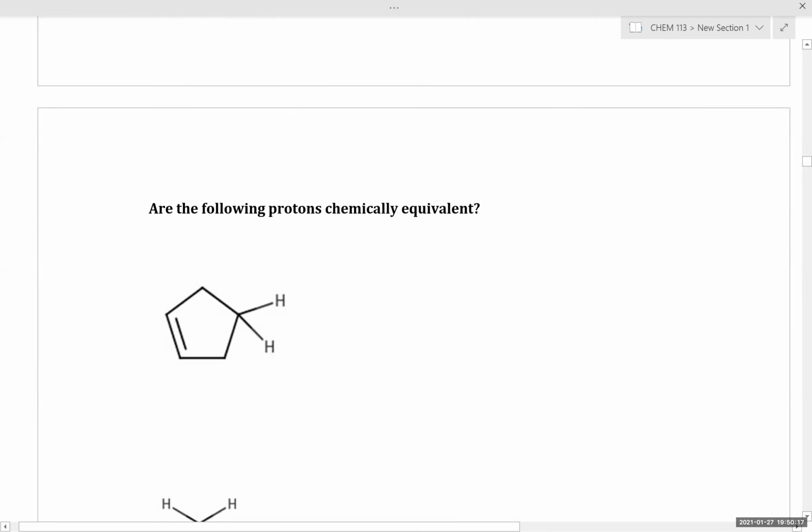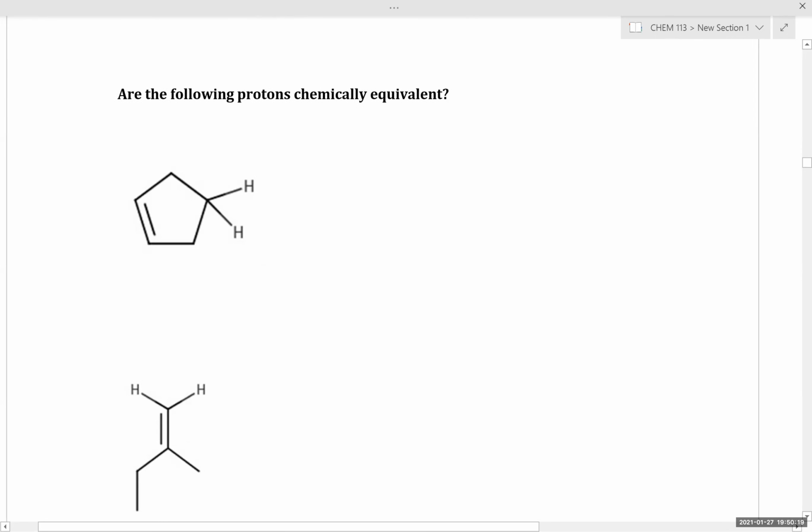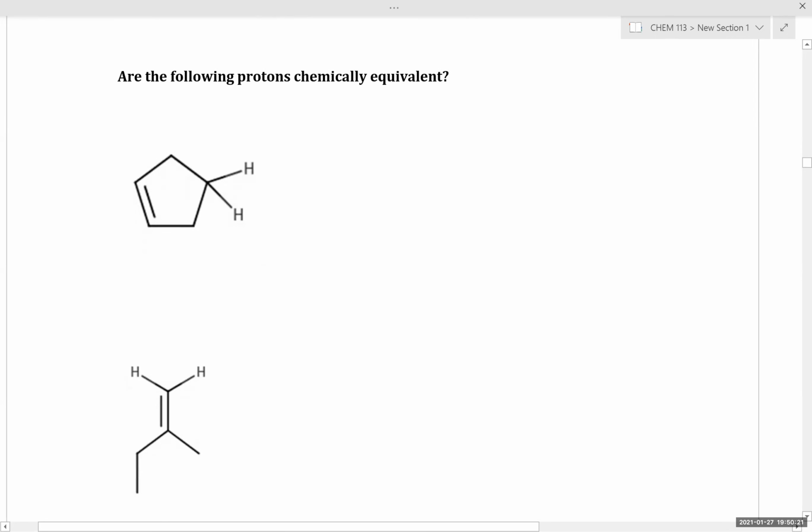So let's try to answer the following questions. Are the following protons chemically equivalent? Let's look at examples A and B, and I'd like you to tell me in each of these two cases, are the indicated protons shown chemically equivalent? Let's take about 3 to 4 minutes to work through these examples, and then don't be shy to share your responses in the chat or verbally.